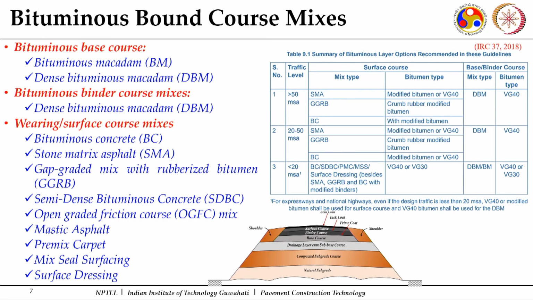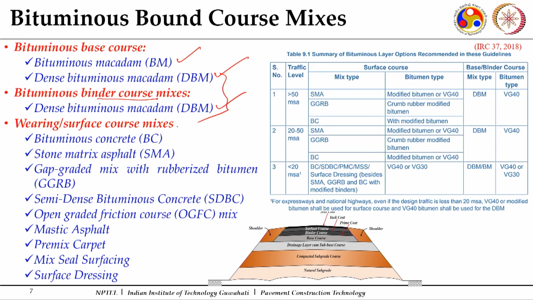Now what are those different types of mixes which are used in these courses? When we start with the base courses, the two mixes whose use is quite prevalent as a bituminous base course are bituminous macadam and dense bituminous macadam. We will see what a dense bituminous macadam is, and what a bituminous macadam is, in the upcoming slides. Then the one which is very frequently used as a bituminous binder course is dense bituminous macadam. So you can see dense bituminous macadam is used in both base courses as well as binder courses.